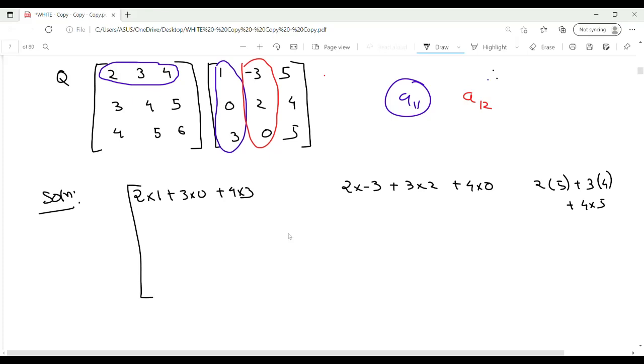Okay, so this is our first row of the multiplied matrix. If we consider this A and this B, this matrix will be known as AB. So let's do the second part of the matrix.